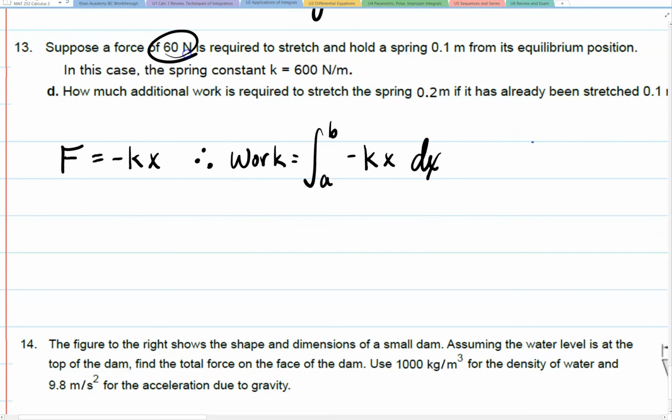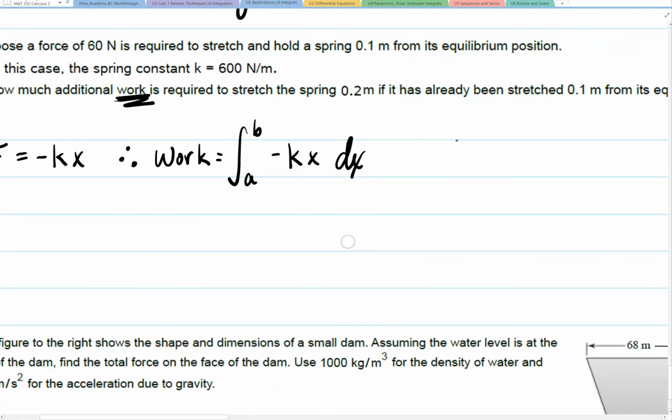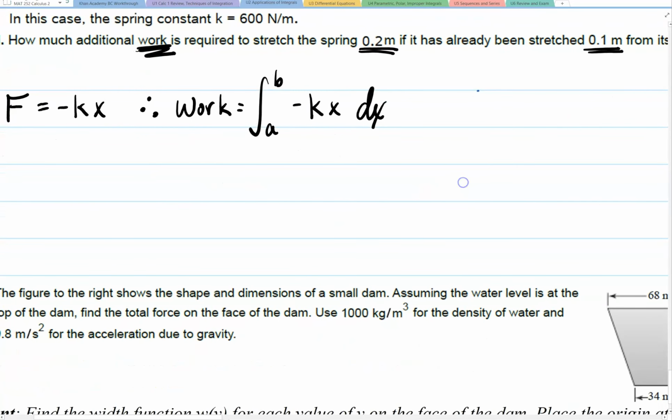If we have 60 newtons of force that's required to stretch and hold a spring this distance from its equilibrium position, the constant value ends up computing out to be 600 newtons per meter. So our question becomes how much additional work is needed. This is our cue that we're talking about an integral here. How much work is needed or required to stretch the spring an additional 0.2 meters if it's already been stretched 0.1 meters from its equilibrium?